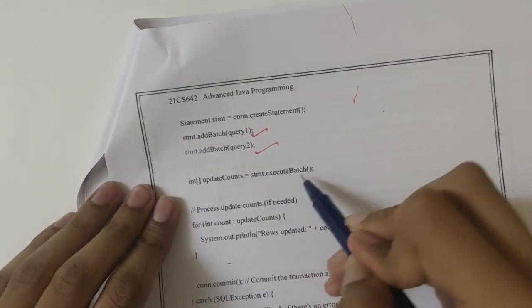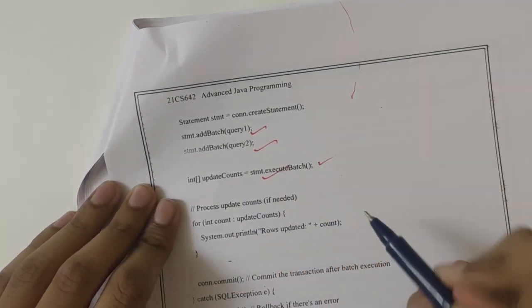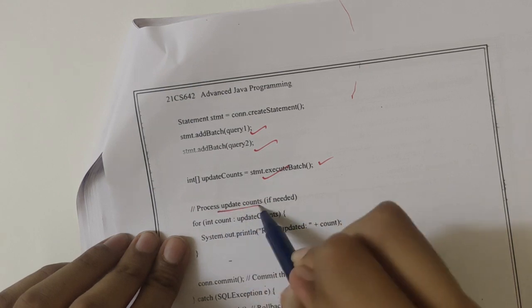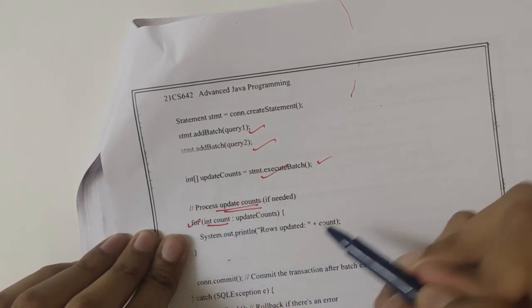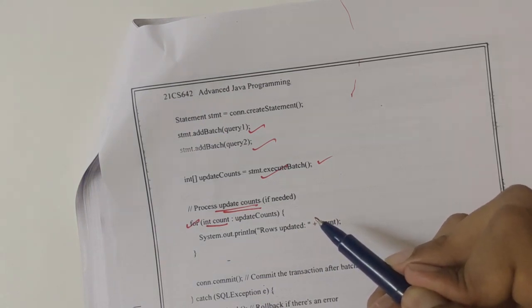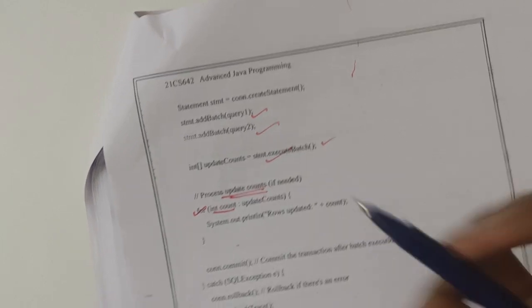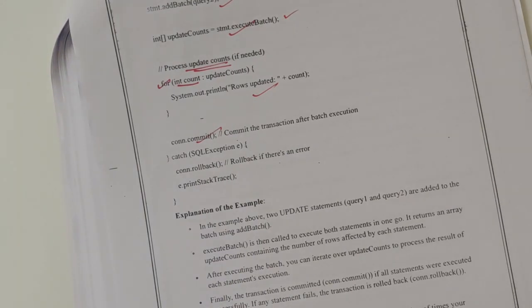Now int updates, the executeBatch method is used for executing this. Now you process each and every count. For counting it, we need a for loop: for int count, update counts. That means this for loop will keep track of how many times the rows have been updated. Once done, it will get committed. Then a SQLException is caught.